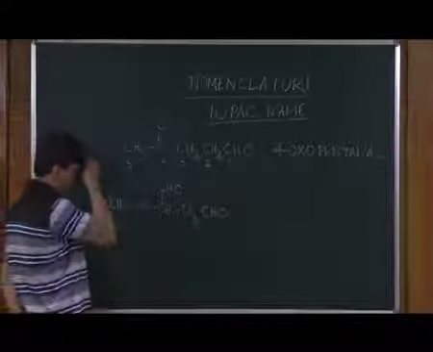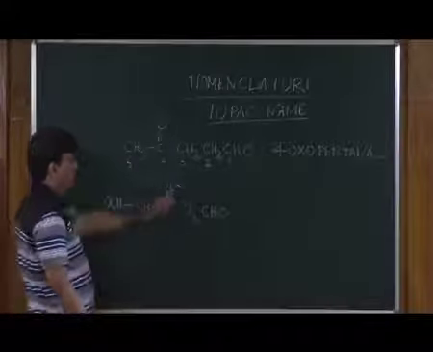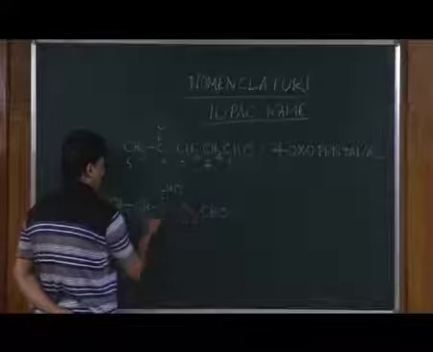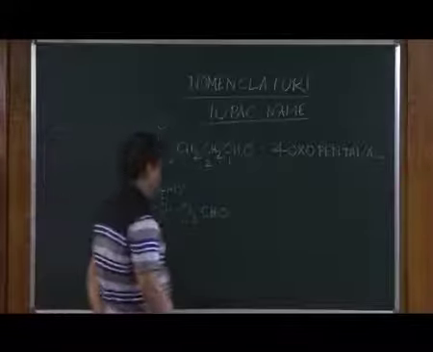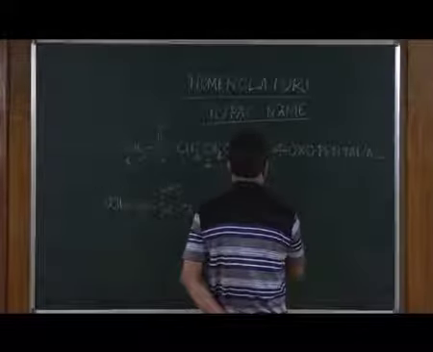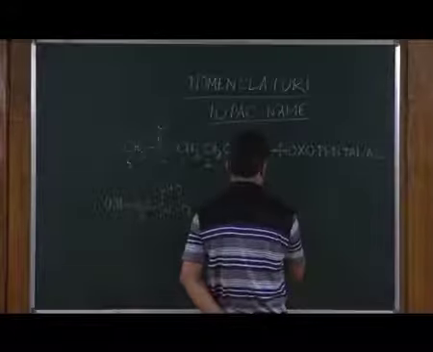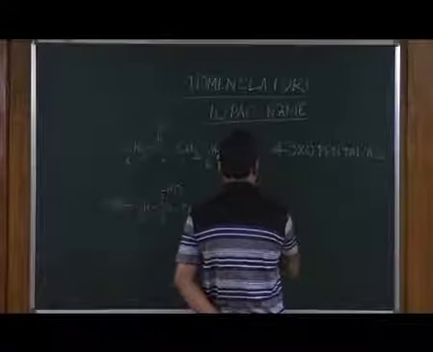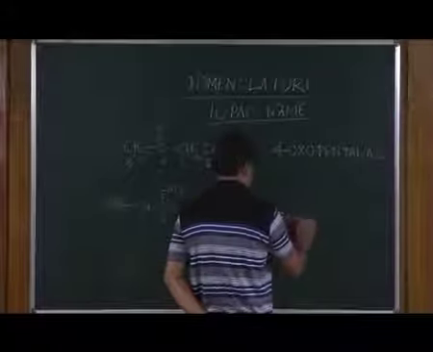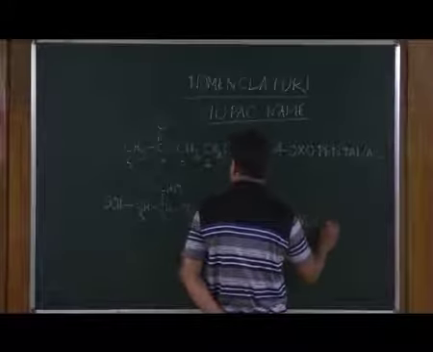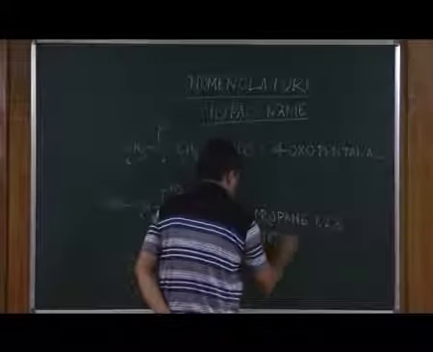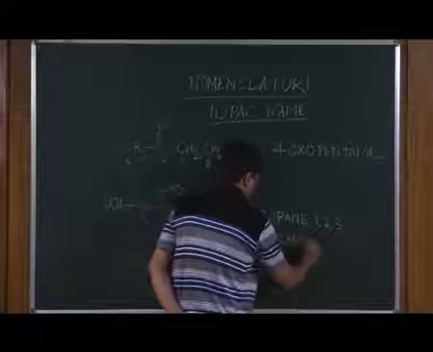Here, since there are 3 aldehyde groups, we have to give numbering and we cannot give priority to any aldehyde group, and this compound is called 1, 2, 3-propane tricarbaldehyde.